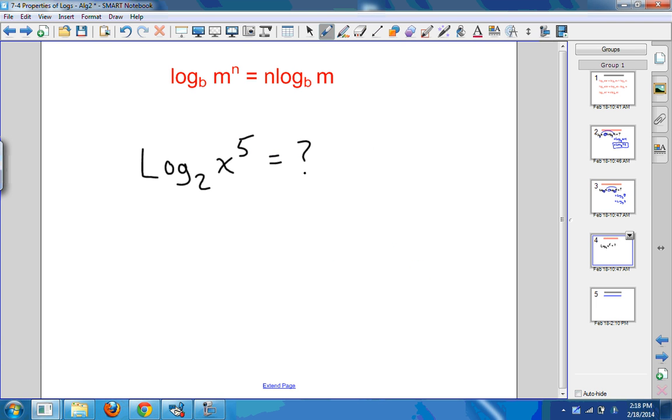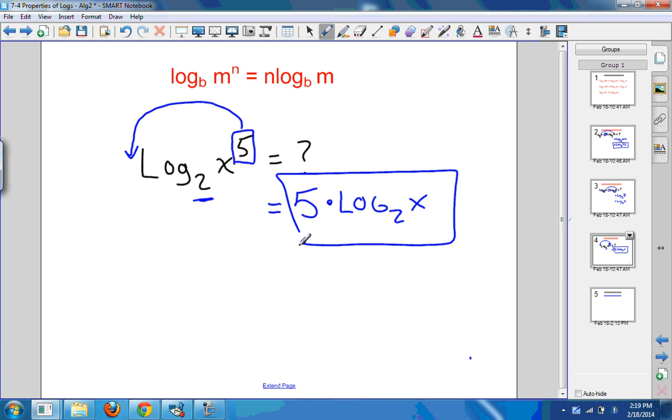Next we have, this is kind of like the power of a power law we looked at before. If we have an exponent, so we have log base 2 of x to the power of 5. Now if we have an exponent inside of our log, we can automatically take it out and put it in front of the log. So it would look like this: 5 times the log base 2 of x. It's just a simpler way of writing it out. And this would be our answer.